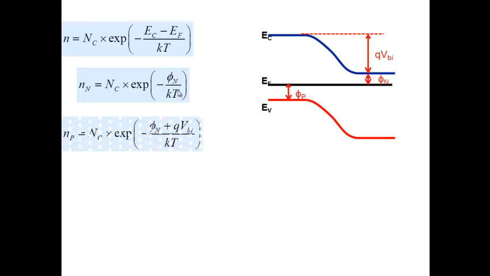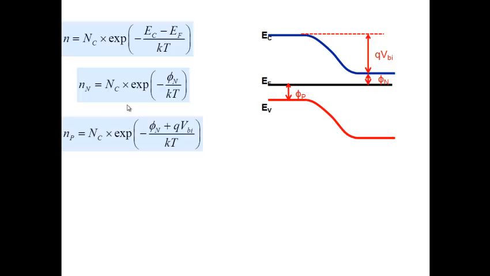Now, similarly, I write NP, the electron density in P region. I'm looking at this region here on the P side, outside the depletion region. I'm not talking about the depletion region here. NP will be equal to NC, the same expression holds, except that it is EC minus EF for this region here, which will be equal to phi N plus QVBI. So we write phi N plus QVBI by KT here, right? So this is the electron density in N region, and this is the electron density in P region here.